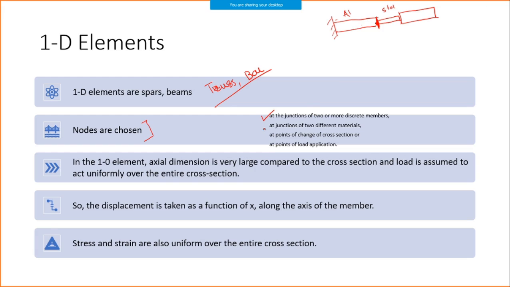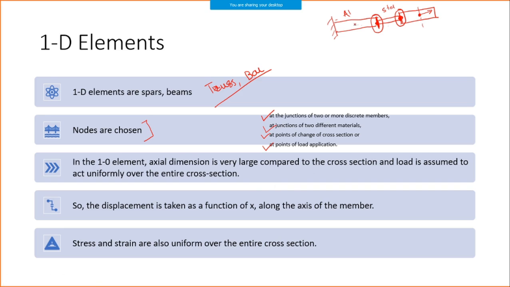Another one: a junction of two different materials or two different cross sections. This has a smaller area and this has a larger area. This is a junction, and at that point I need to put nodes. Another one: whenever I am going to apply a load somewhere here, I need to consider a node at this point. This is the way we can create a mesh for the entire model. So that is the way we look into elemental conversion, or meshing.